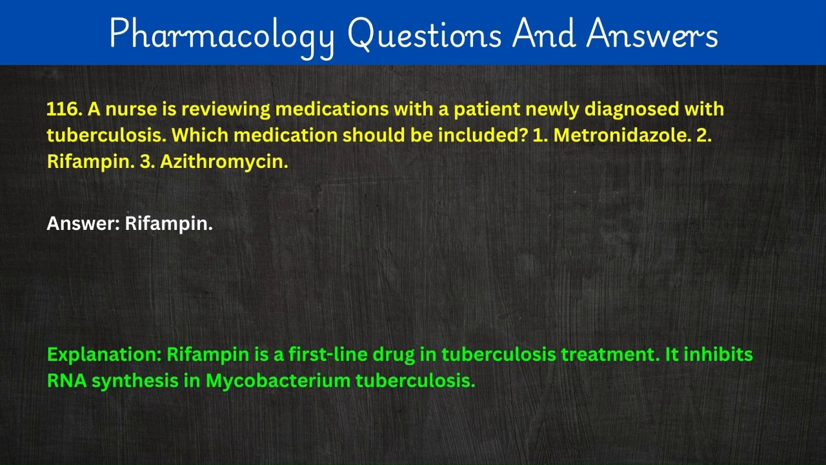116. A nurse is reviewing medications with a patient newly diagnosed with tuberculosis. Which medication should be included? 1. Metronidazole. 2. Rifampin. 3. Azithromycin. Answer: rifampin. Explanation: rifampin is a first-line drug in tuberculosis treatment. It inhibits RNA synthesis in Mycobacterium tuberculosis.